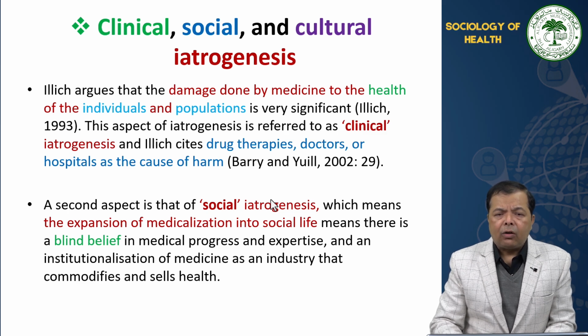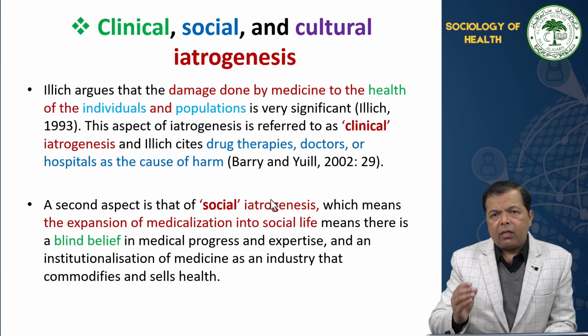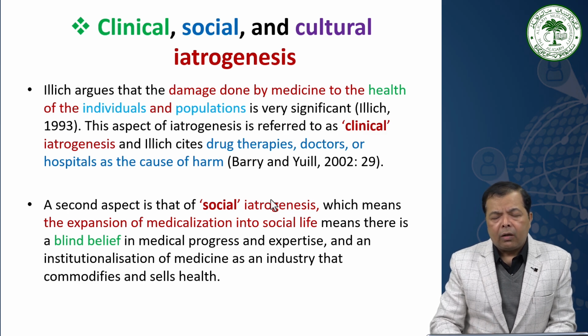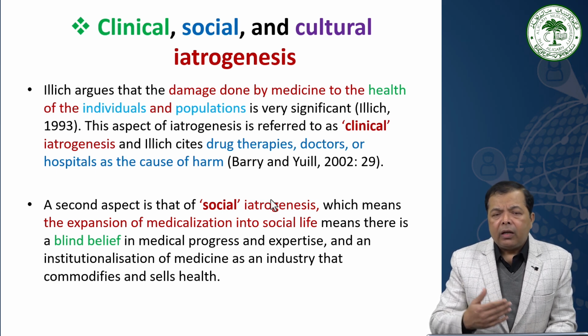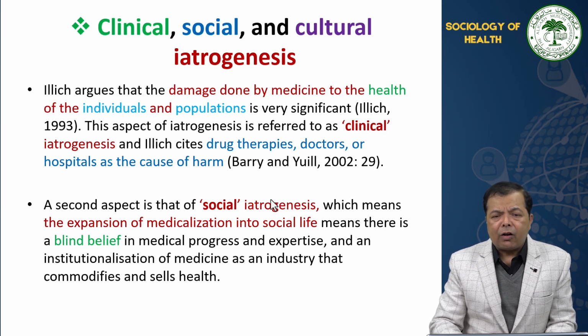Now, a second aspect of iatrogenesis is social iatrogenesis, which means the expansion of medicalization into social life. It means there is a blind belief in medical progress and expertise. When people have this kind of blind belief, now belief is related to our social practices, right? So the shift is visible from the medical to the social as we enter into it, right? Because in the first situation, we talked about something that happened because of clinical things. Now, in the second situation, things are happening because of a certain belief system, which is basically operating in the larger society.